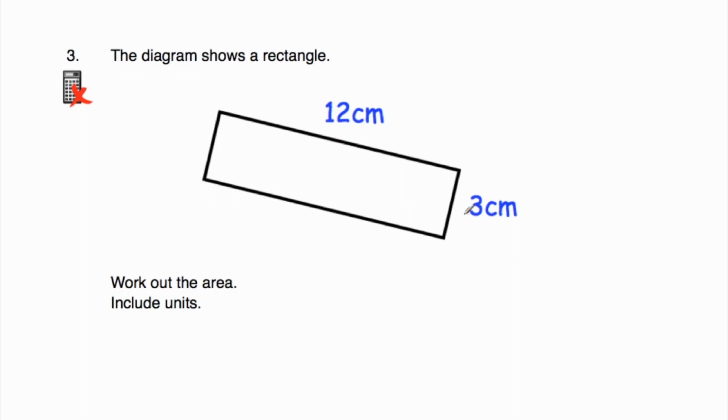So question number 3, we've been given a rectangle. The diagram shows a rectangle, and the rectangle's got a length of 12 centimetres and a width of 3 centimetres. We've been asked to work out the area of the rectangle and to include our units. So to find the area of a rectangle, we do the length multiplied by the width. So we multiply how long the rectangle is by how wide the rectangle is. So 12 multiplied by 3 will give us the area of this rectangle.